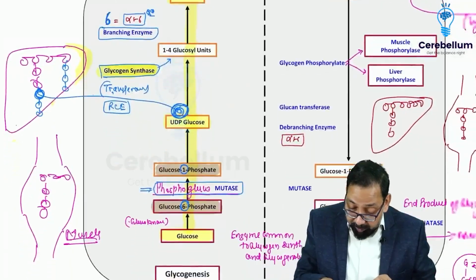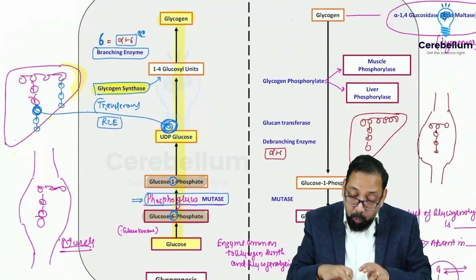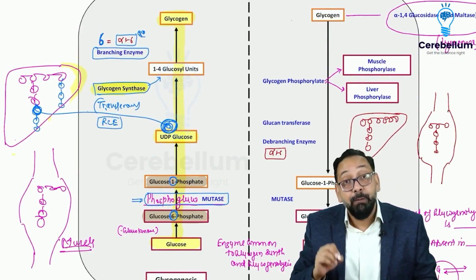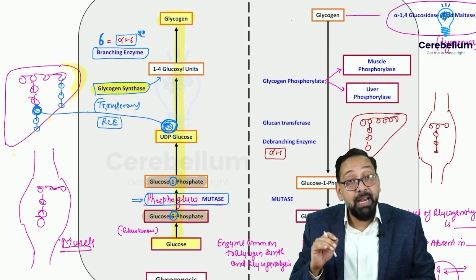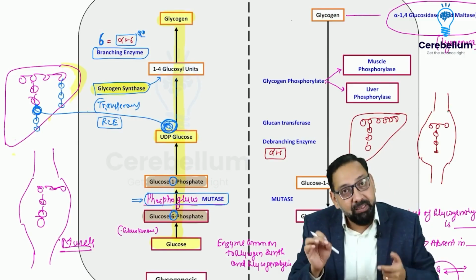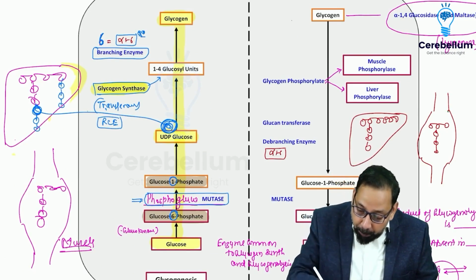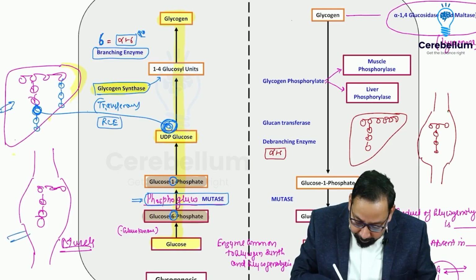So this is glycogen synthesis. If you don't remember all these enzymes, just remember the rate limiting enzyme is glycogen synthase, which is a transferase. The branching enzyme, B for branching, B looks like 6, makes alpha 1,6 bonds. This glycogen is stored both in liver and muscle.